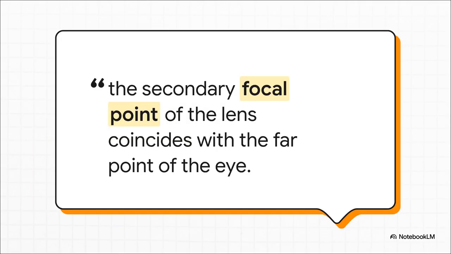All right, here's the secret. If you only write down one thing today, make it this: an immutable law of optical physics. Place a lens in front of an eye so that the secondary focal point of the lens completely coincides with the far point of the eye. You are taking a property of the lens and physically overlapping it in space with a property of the eye. When you do this, it's pure magic. Let me show you exactly why.